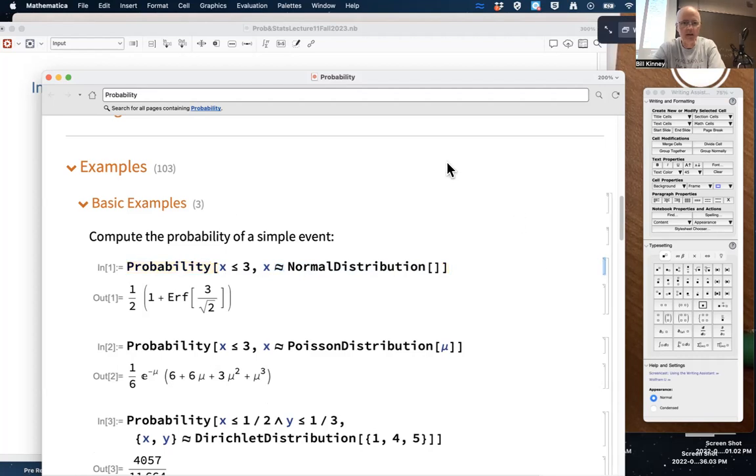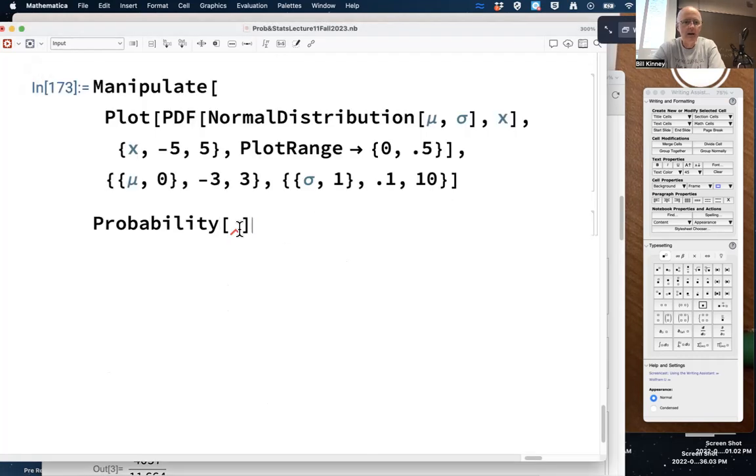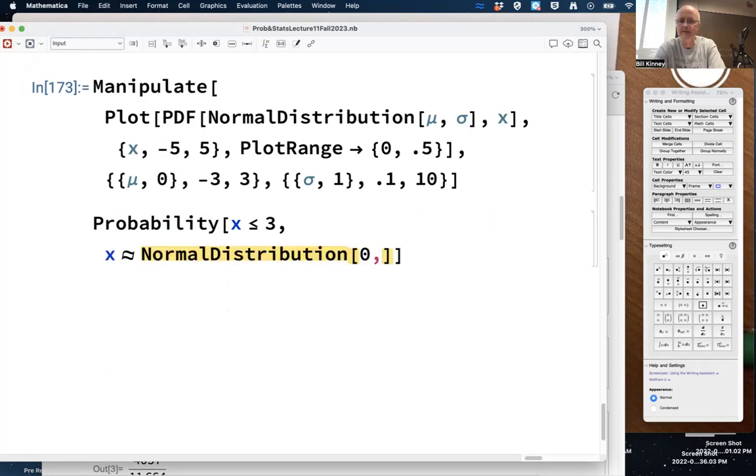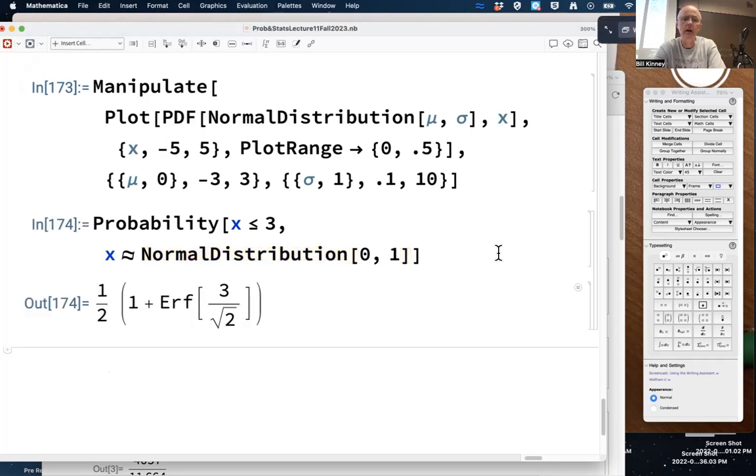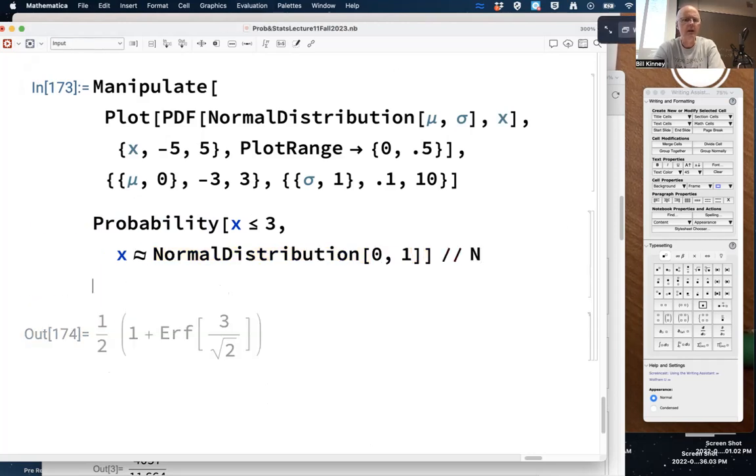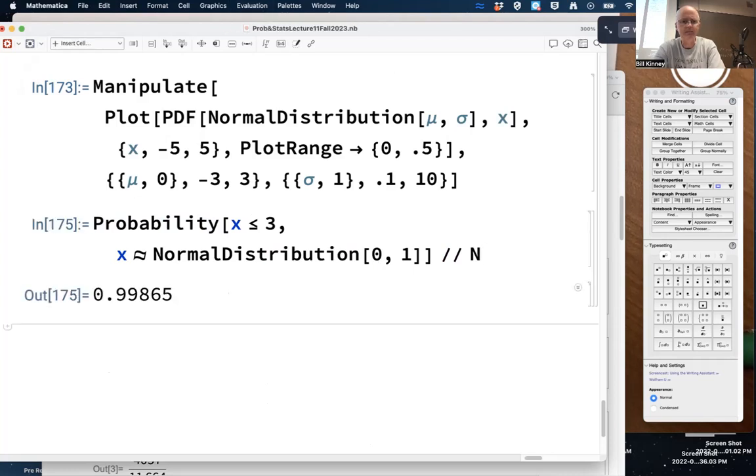So if I want the probability of x being less than or equal to 3 for a normal distribution with mean 0 and standard deviation 1, this should do it. The answer is going to be very close to 1, although I think it gives an exact form, ERF. ERF stands for error function. Very close to 1 if we approximate. 0.9986.